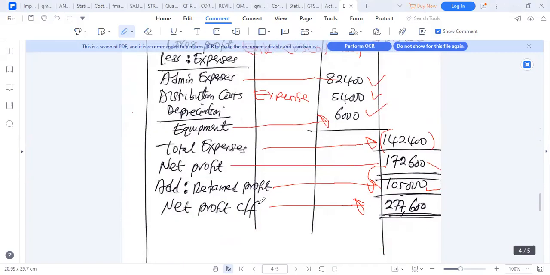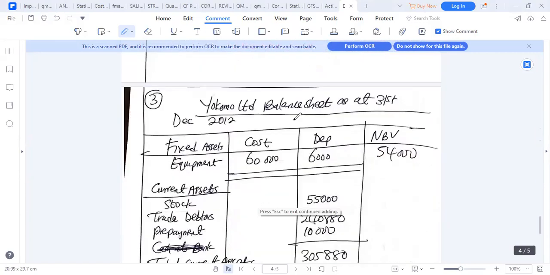Now, you can look at the Yokomo Limited balance sheet as at 31st December. The term we use for balance sheet can also be statement of financial position. So we have the statement of financial position: the fixed assets, the cost, depreciation, and net book value.